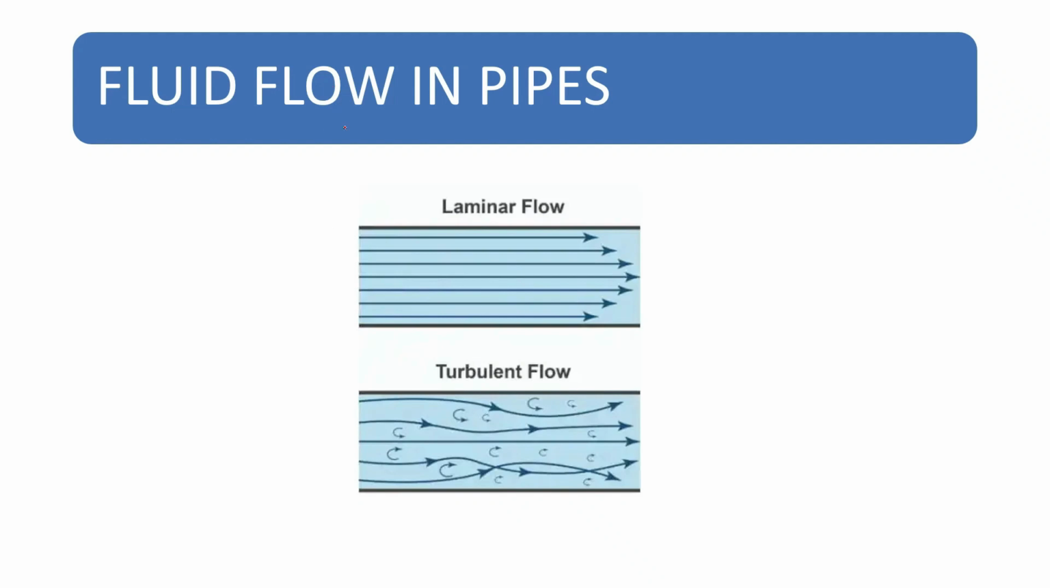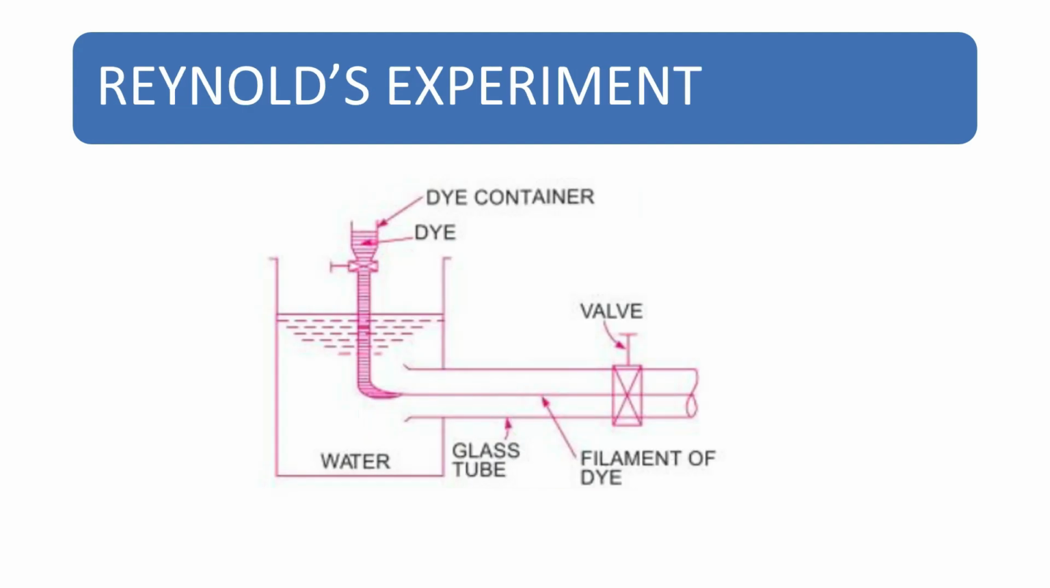So we will discuss fluid flow in pipes. Fluid flow in pipes can be broadly classified into two types. One is laminar flow, in which the fluid flows layer by layer, and another is turbulent flow, in which the fluid flows in a zigzag manner, creating a lot of eddies like this. And how to distinguish between a laminar flow and a turbulent flow?